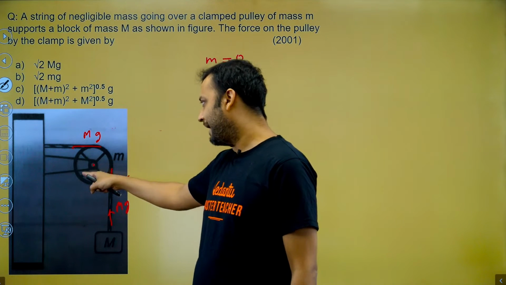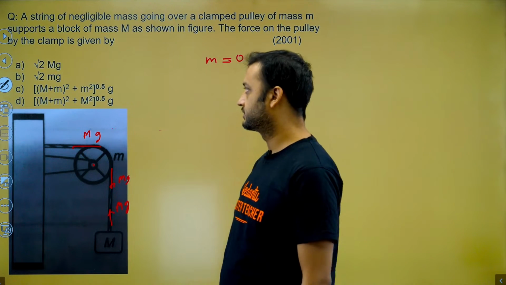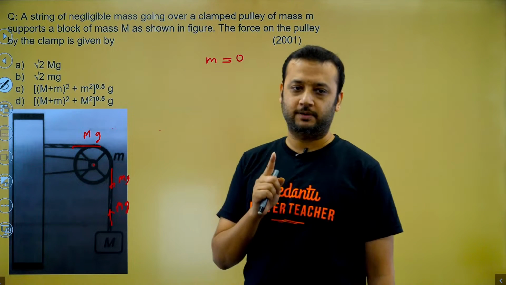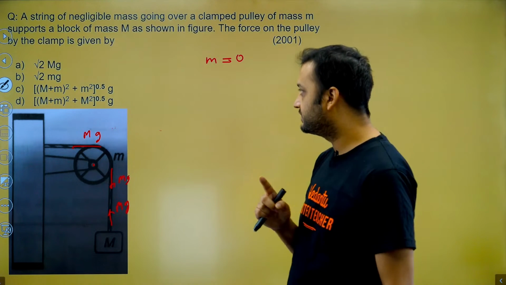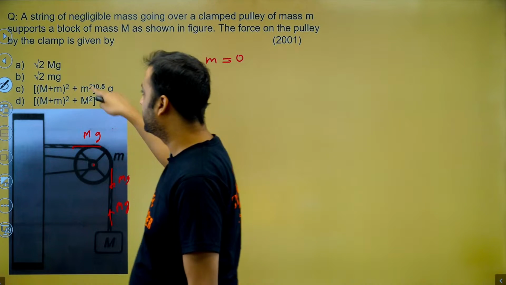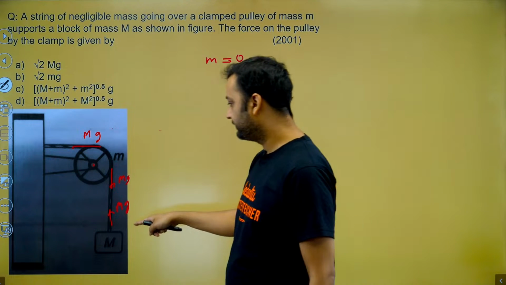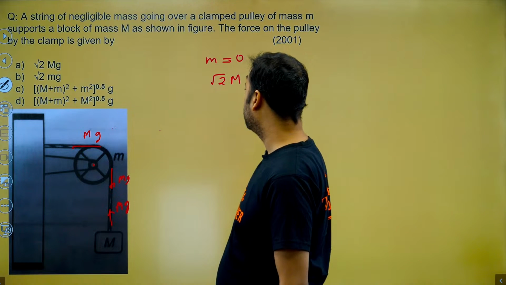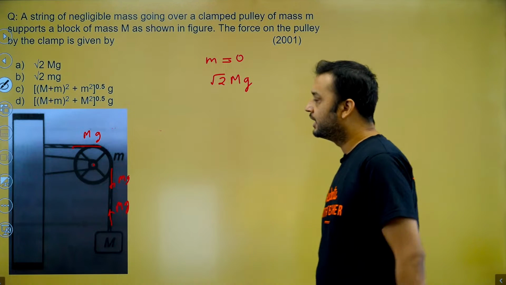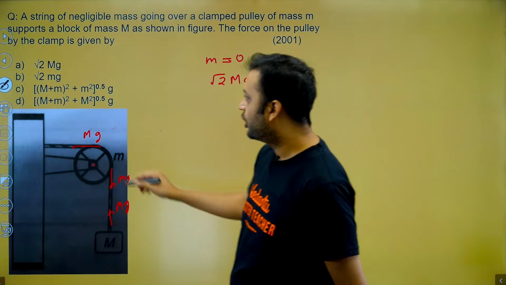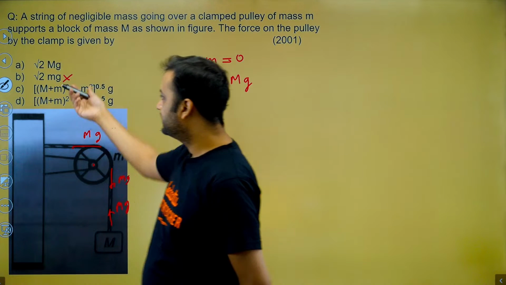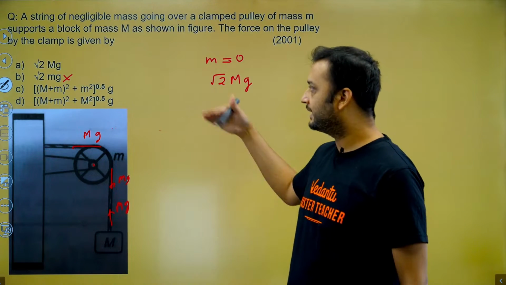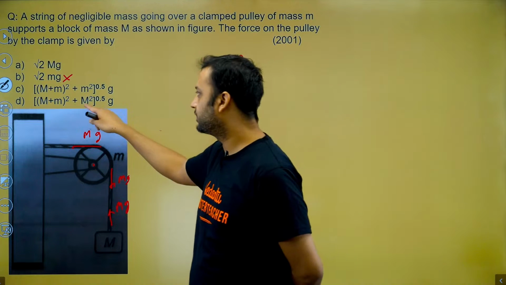Therefore, the clamp should also apply the equal amount of force. So if you put small m equals 0, the answer should be root 2 Mg. So in this case the answer should be root 2 capital Mg, right? Option B is rejected because we are not getting root 2 capital Mg, there is small mg in it. So option B cannot be our answer.